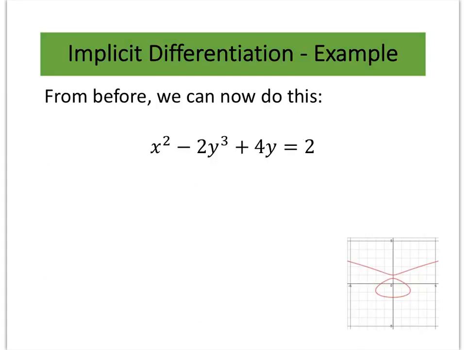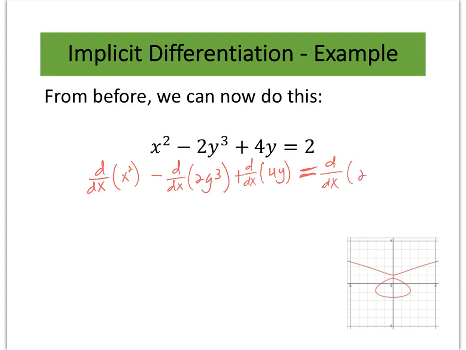So here we are coming back to the original problem that we were doing before that looked kind of funky, and you can see we still have the same picture here. I just copied the slide. But we're going to do this as an example. So I'm going to take the derivative of each piece separately. I'm going to try and show it as much as I can. So I'm going to do d dx of x squared minus d dx of 2y cubed plus d dx of 4y, and then take the derivative of the right side, d dx of 2.